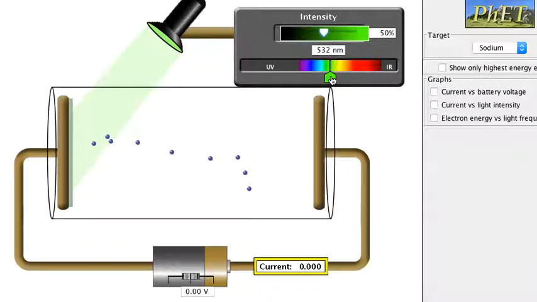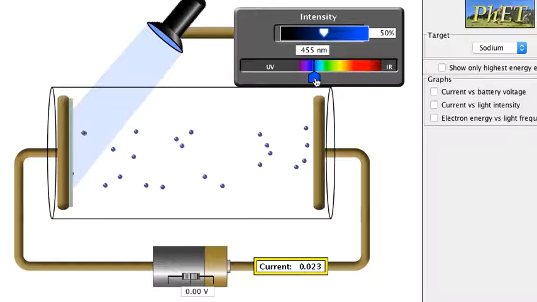So we have two types of questions about what would happen with different types of light. At this point, now that there's enough energy to eject electrons, if we increase the amount of energy in the photons and keep the intensity the same, I would expect them to be ejected at a greater speed because the extra energy is going into those electrons. So let's see what that looks like.